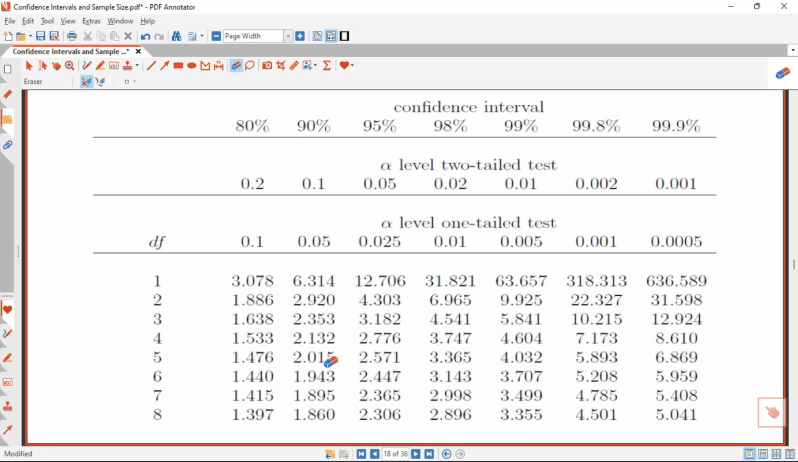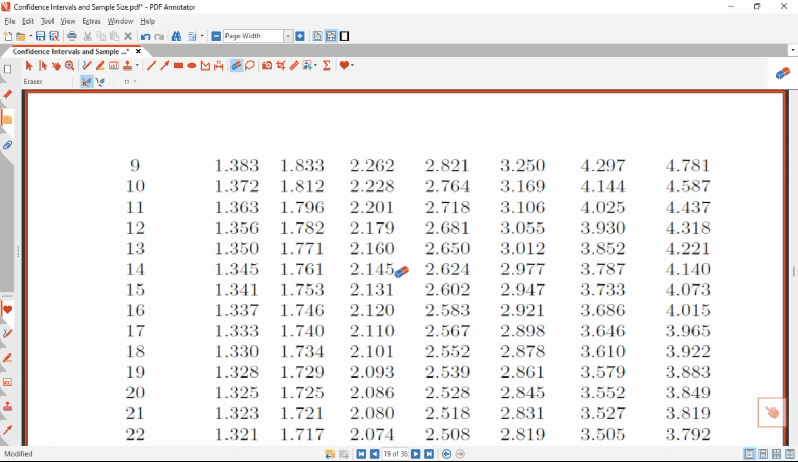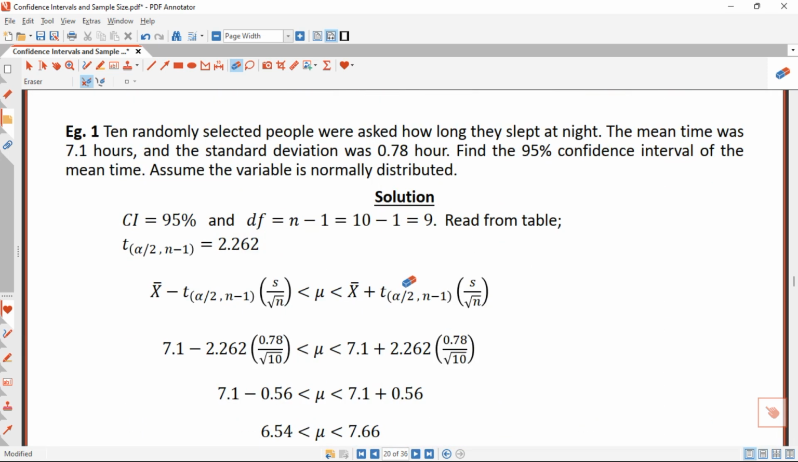So please kindly understand this one for me, so that when we start solving the confidence interval examples, everything will be fine. So let's go to our first example. Our first example is saying: 10 randomly selected people were asked how long they slept at night. The mean time was 7.1 hours and the standard deviation was 0.78 hours. Find the 95% confidence interval of the mean time.